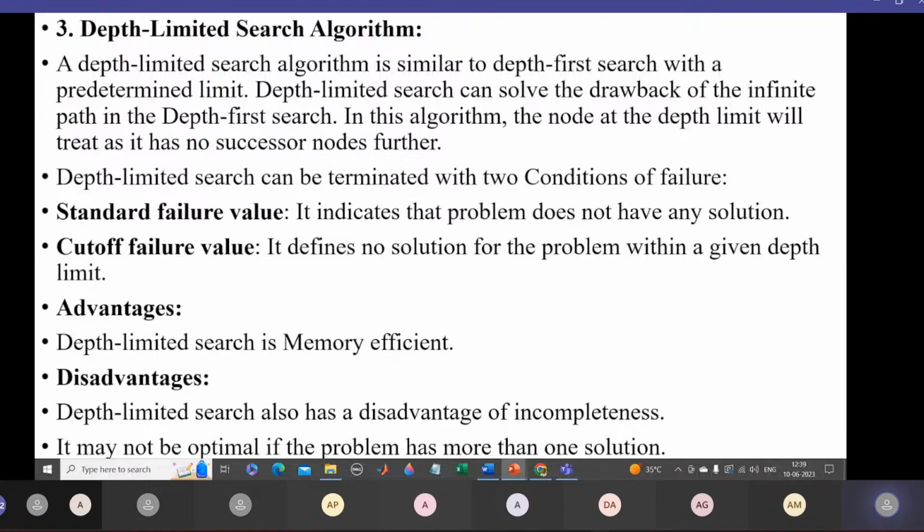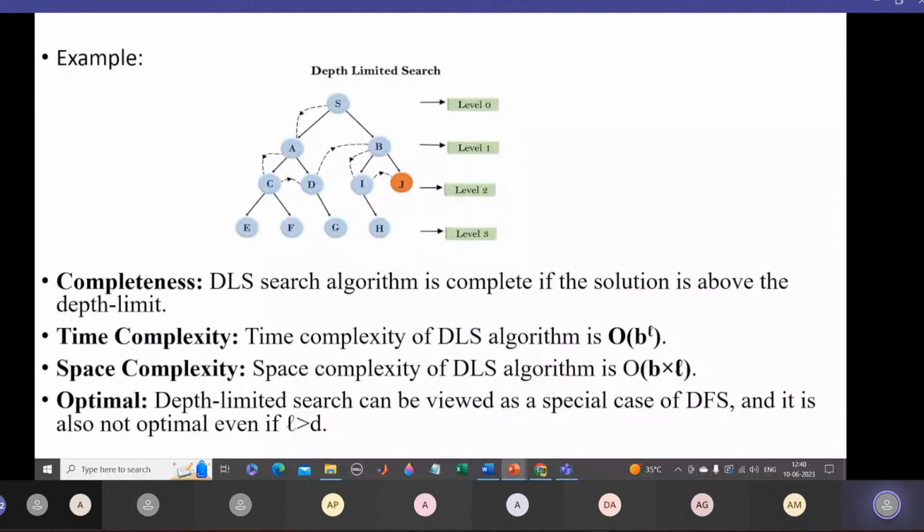Advantage, it is very efficient. Disadvantage, incompleteness. You cannot even have an optimal path. So you can see the depth. What is depth? We have to go to depth, and it is limited. Here it is limited to level 2. So you have to search level 0, 1 and 2, and you need not go to level 3. So this is a limit.